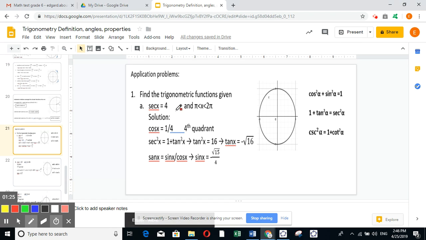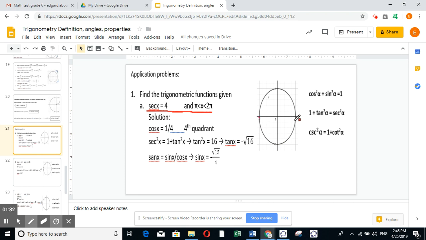Now in the first application problem, they gave us secant x equal to 4 and x is between pi and 2 pi. This is pi and this is 2 pi. So we're talking about the third and the fourth quadrant. But secant is positive, and I need to find all the rest of the trigonometric functions. So if secant x is 4, then cosine x will be the inverse, 1 over 4. Since cosine x is positive, and we know that cosine on this side of the x-axis is negative and here it's positive, we are in the fourth quadrant.